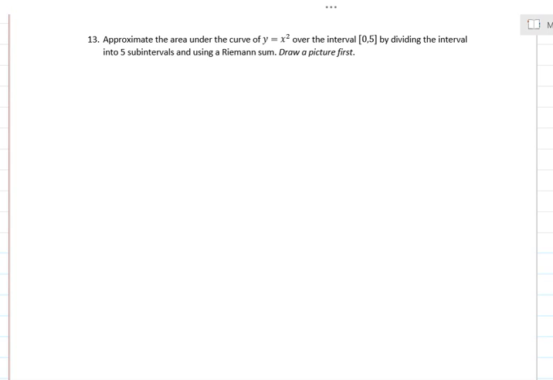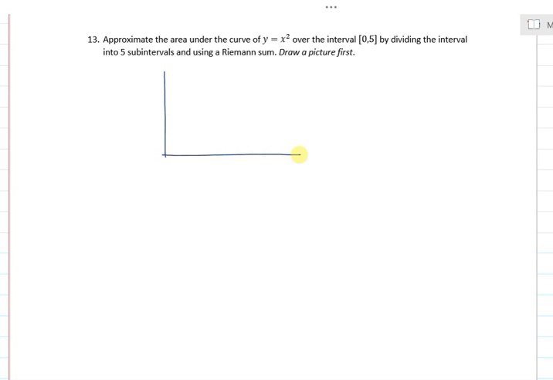We're on number 13. It asks us to approximate the area under the curve of y equals x squared over the interval 0, 5 by dividing the interval into 5 subintervals and using a Riemann sum. Draw a picture first. So bossy. Okay.